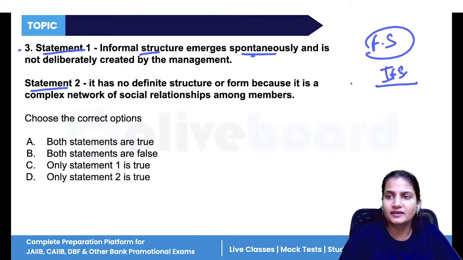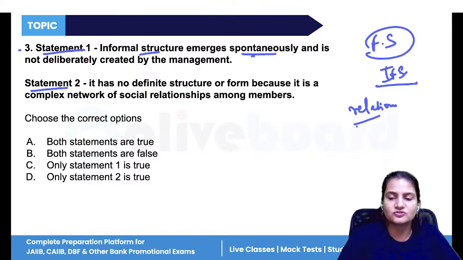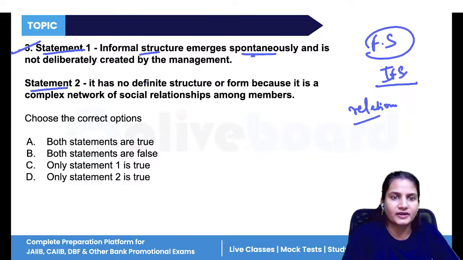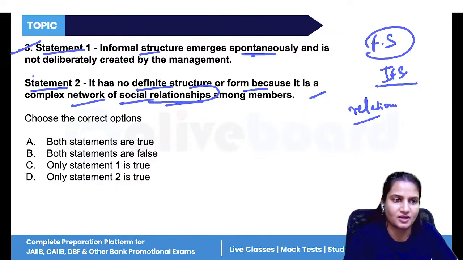Why? Because it is comprised of the social relations among people. This is correct. Now, it has no definite structure or form because it is a complex network of social relationships. Yes, it is also true. It does not have any form or any reporting line. It forms with the help of social interaction among people present in the organization. So both the statements are correct.